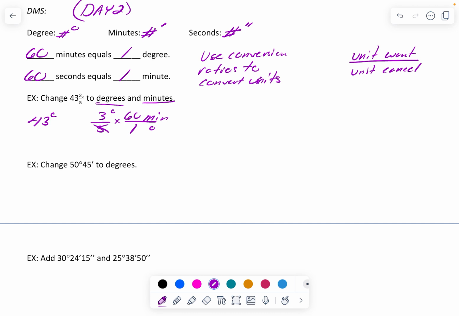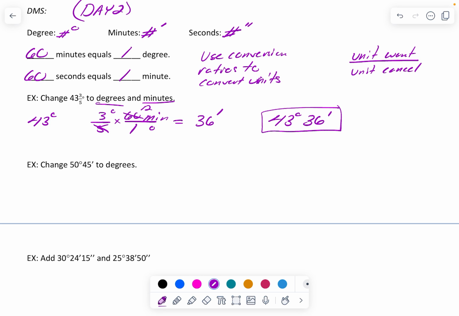And so we can simplify. And when we do that, that's going to be 12. And multiplying straight across, we get 36 minutes. In your calculator, you could do 3 times 60 divided by 5. And so our final answer will be 43 degrees, 36 minutes, which is the same as 43 3/5 degrees. In other words, when you think about it, we want to know what's 3/5 of 60, right? Since there's 60 minutes in a degree.